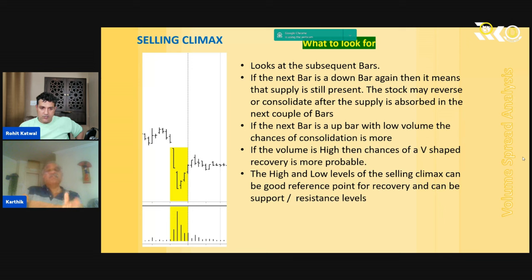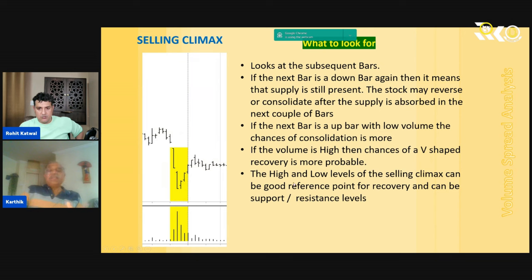So you will either see some more consolidation or sideways moves happening. If the next bar is an up bar with low volume, the chance of consolidation is more. So you can see the sideways move and accumulation zone forming. So the next bars are very important to analyze. If the next bar is an up bar on very high volume, then you would see a V-shaped recovery.